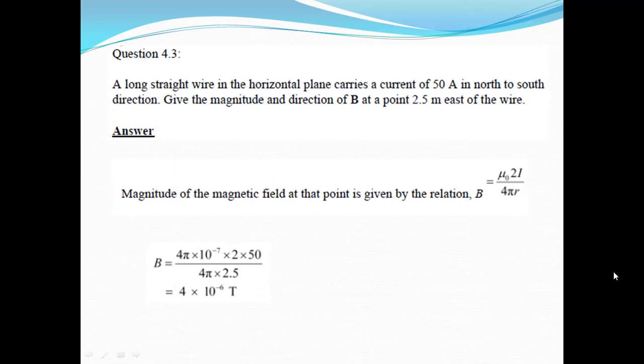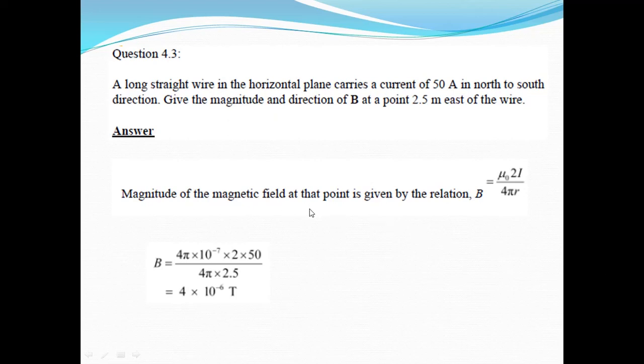Next question. A long straight wire in the horizontal plane carries a current of 50 ampere in north to south direction. Give the magnitude and direction of B at a point 2.5 meter east of the wire. So we have a long straight wire in a horizontal plane carrying a current of 50 ampere from north to south. And we have to find what is the magnetic field at a point 2.5 meter east of the wire.